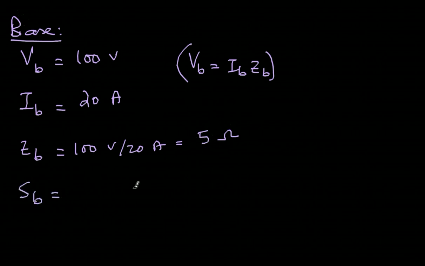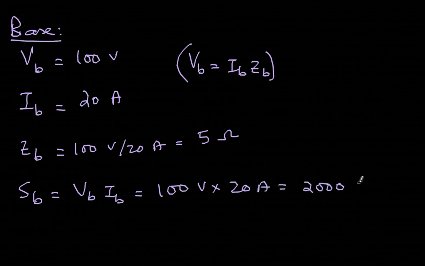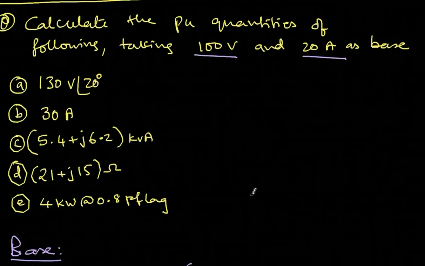Similarly, S base. This is the base for complex power, nothing but V base into I base. So that is 100 volts into 20 amperes. So I'll get 2000 volt amperes, or I could say 2 kVA. So 2 kVA is the base complex power. Now all four base quantities are defined, that is voltage, current, impedance and power. So I can now solve this problem.